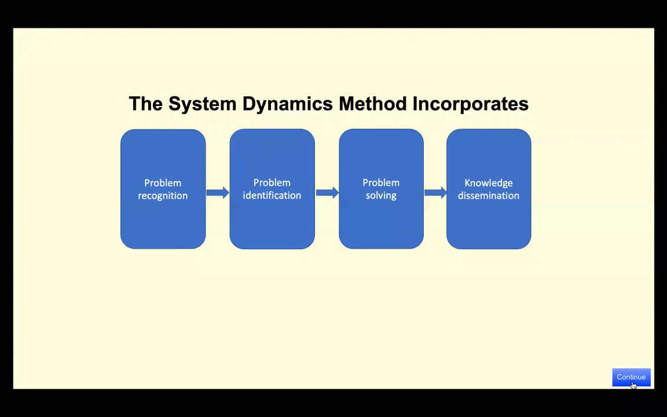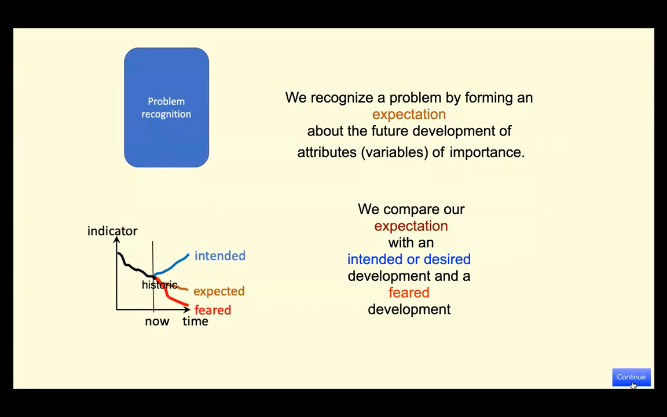The system dynamics method typically incorporates four phases: problem recognition, problem identification, problem solving, and knowledge dissemination. We recognize a problem by forming an expectation about the future development of attributes or variables of importance. The expectation is typically based on historic development. The problem is recognized by comparing the expected future development with the development we desire and one we might fear.